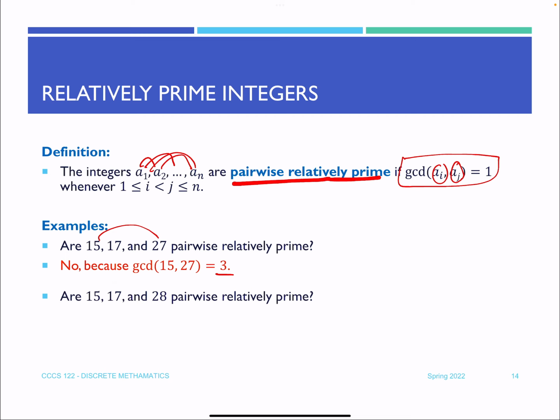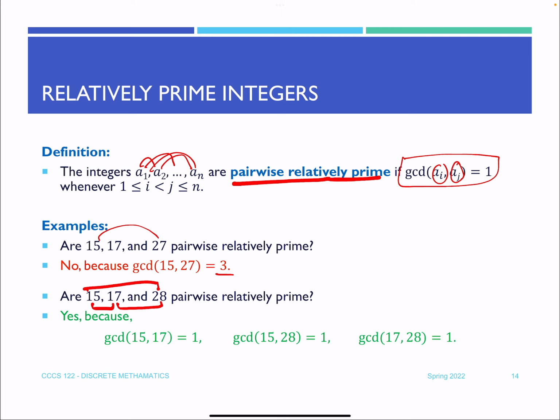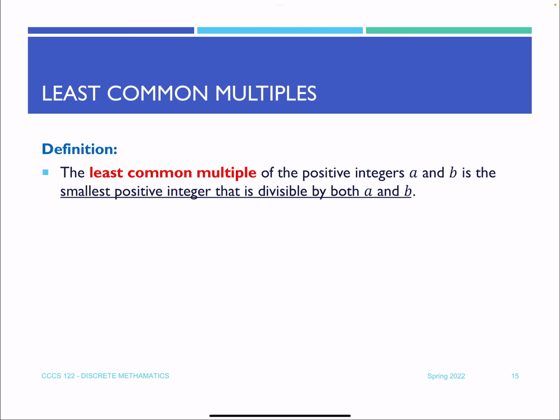What about 15, 17, and 28? Well, turns out there are 3 possible pairs of numbers that you can make, correct? 1, 2, 3, right? So as it turns out, this set of 3 numbers is pairwise relatively prime because the GCD of 15 and 17 is 1, the GCD of 15 and 28 is 1, and the GCD of 17 and 28 is also 1. So yeah, all possible pairs have GCD of 1.